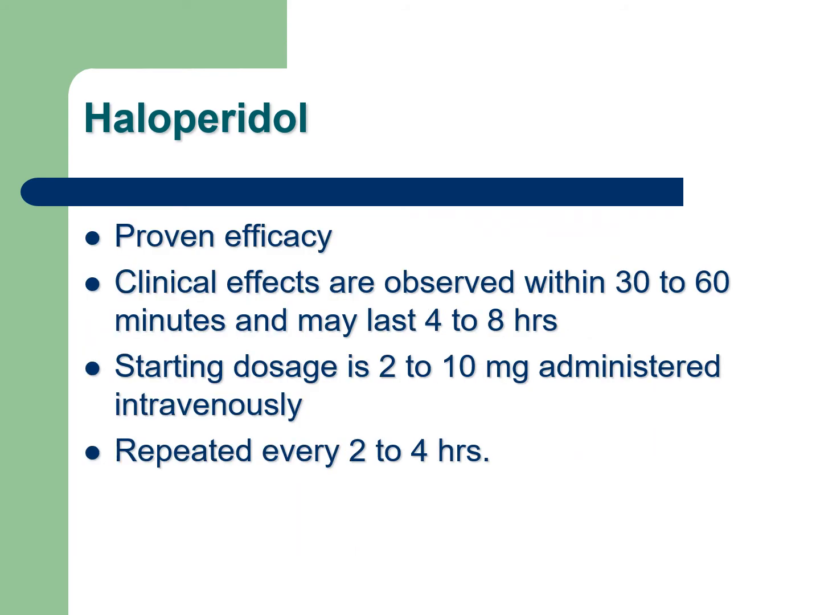Haldol has proven to be quite effective for delirium in the ICU. Clinical effects of Haldol can be noticed within 30 to 60 minutes and may last up to 4 to 8 hours. A typical dosage of Haldol is anywhere from 2 to 10 milligrams, administered intravenously, and this could be repeated every 2 to 4 hours. You really want to manage the patient appropriately in the ICU, and given the proper medication, especially in the case of delirium, Haldol is the winner.